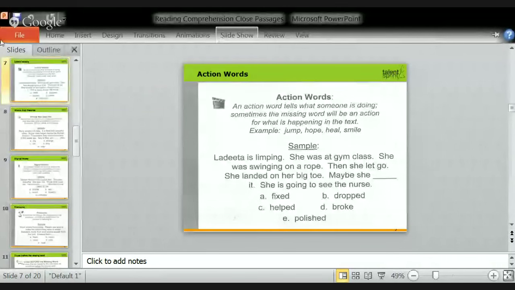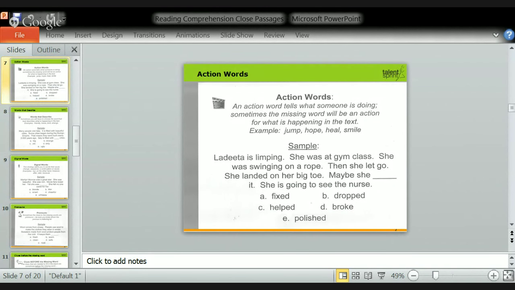Right. The next one would be action words. An action word tells that someone is doing something. Sometimes a missing word will be an action for what is happening in the text. Example: jump, hop, hope, heal, smile. Now let's look at the example here.